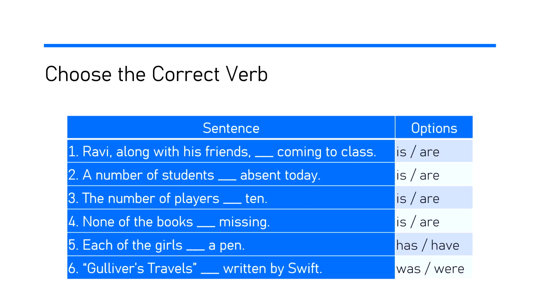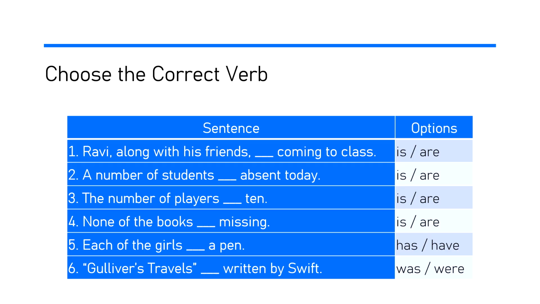All right, let us test how well you understood the rules. Here are a few quick questions. Just listen carefully and try to answer in your mind before I tell you the answer. Sentence 1. Ravi, along with his friends, dash coming to class. Think, what is the main subject here? Yes, it's Ravi, which is singular. So the correct answer is: Ravi, along with his friends, is coming to class.